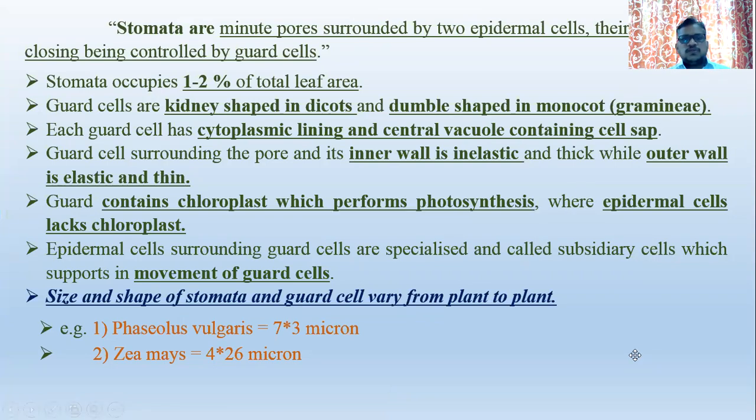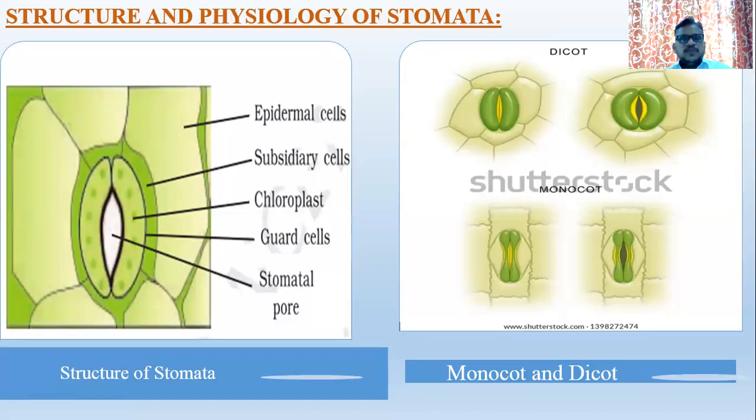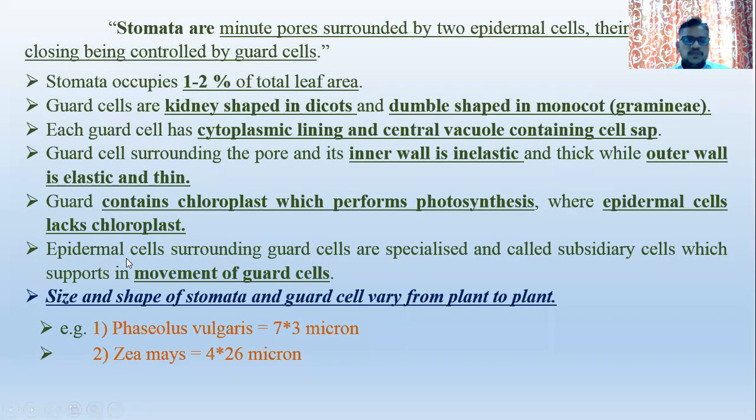Stomatas are minute pores surrounded by two epidermal cells. Their opening and closing is controlled by guard cells. Now here in the diagram we also check the structure of the guard cell. Okay, so these are the guard cells which are present near the stomatal pore. Stomata occupies 1 to 2% of total leaf area. Okay, so on the basis of this we are able to check how many stomatas are present on the leaf.